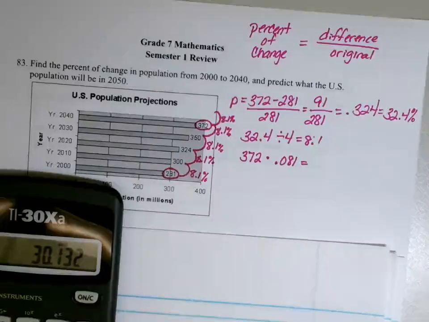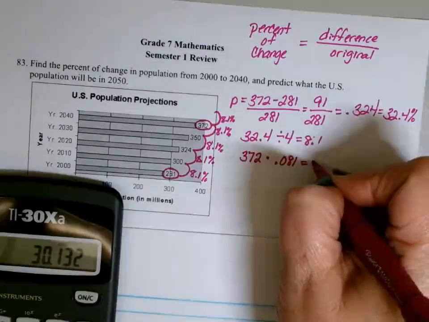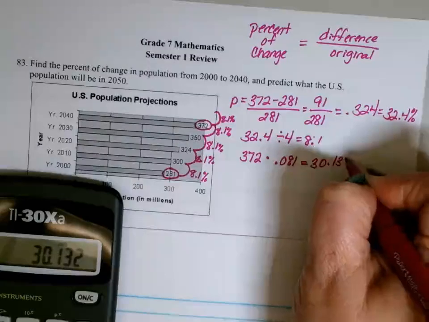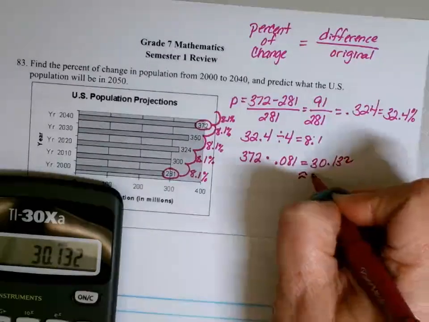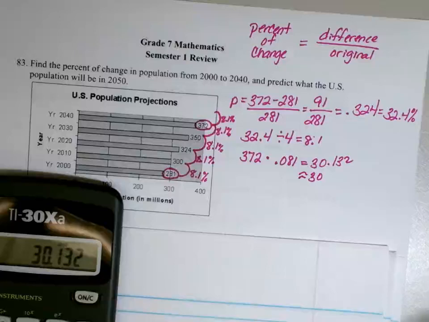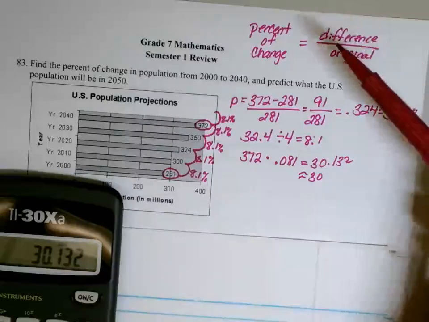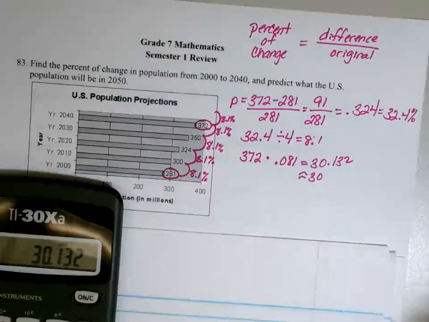372 times 0.081. It's 30.132. We're going to call it about 30. Okay? So, if my population in 2040 is 372 million, what is a reasonable estimate to be for 2050?